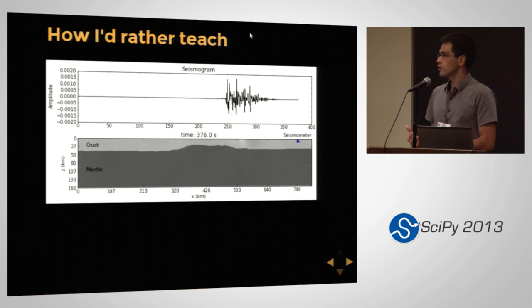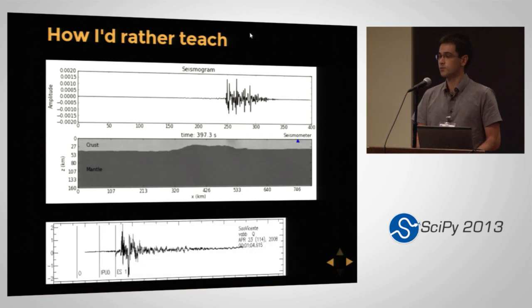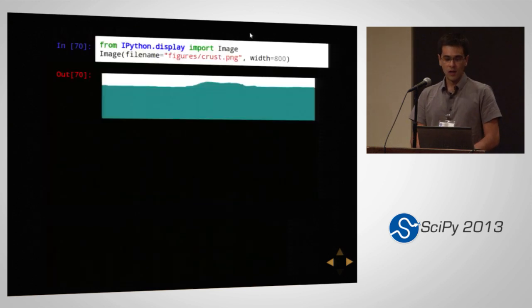So then after you see that, if I show you a real seismogram, it's not going to be so hard to understand. You saw how that happens. You saw why there's all this amplitude that arrives later because it got trapped in the crust. So this gives much better insight into the problem.